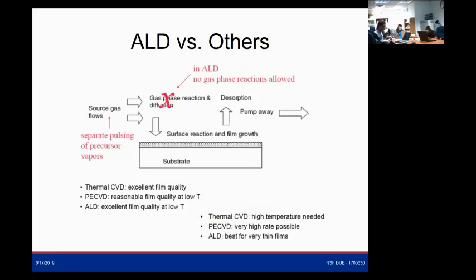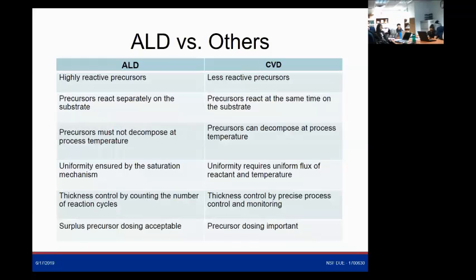The main difference is you have now made sure that you don't have these gas-phase reactions, because you don't send the two precursors at the same time, as in the case of CVD. Does that make sense? You're not allowing them to go at the same time. You don't need high temperature as well. You will get excellent film quality at cold temperature.